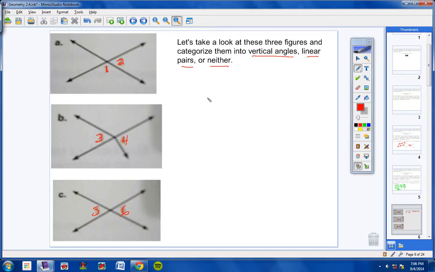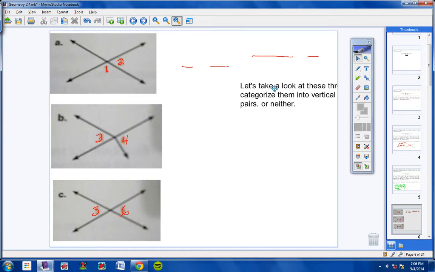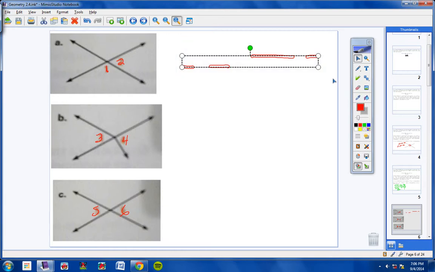Okay, copy down these three figures, please. And then let's label each one of these either linear pair, vertical angles, or neither. Okay? All right, here we go. Let's take a look at letter A. Now, please follow along. Take some really good notes. You should see this right away, students.